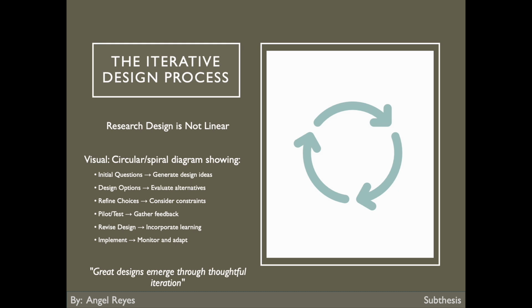Here's a crucial insight. Research design is not linear. The slide shows a circular or spiral diagram illustrating this iterative process. Initial questions generate design ideas. Design options lead to evaluating alternatives. Refining choices considers constraints. Pilot testing gathers feedback. Revising design incorporates learning, and implementation continues monitoring and adaptation.